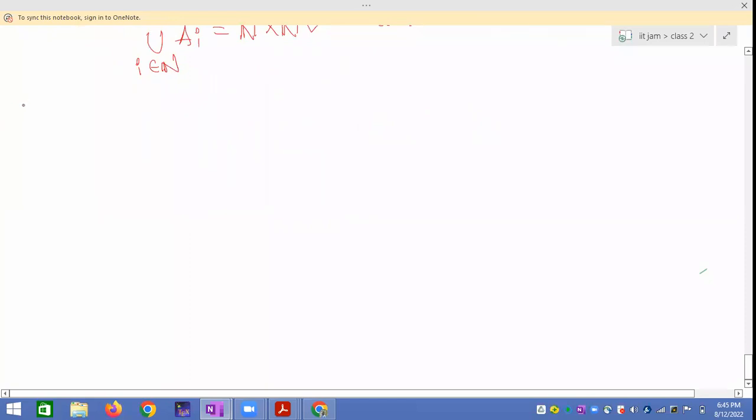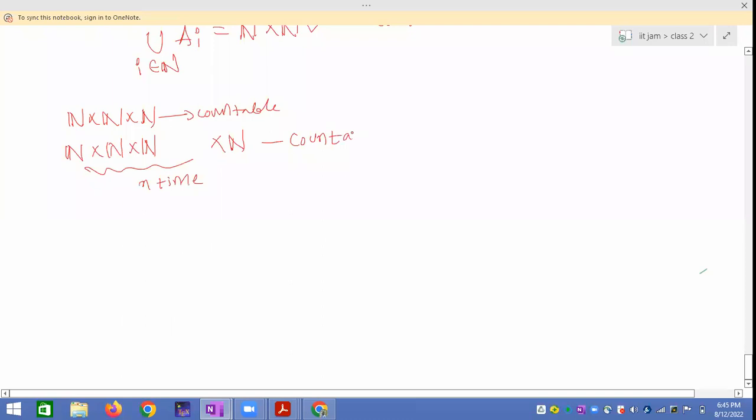And look at this. A finite Cartesian product of countable sets is countable. N cross N is countable. Now N cross N up to n times is also countable. If you take infinitely many times, that is not countable. Up to n times it is countable. If you take N cross N up to 3 times, 4 times, 5 times, 100 times, it is countable.